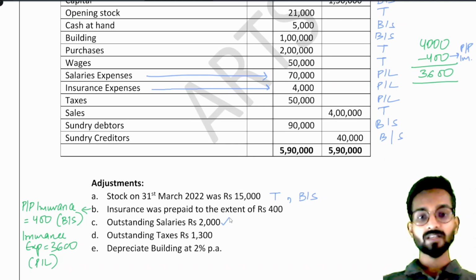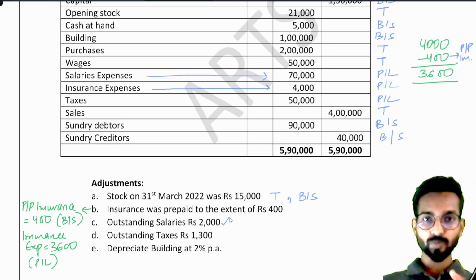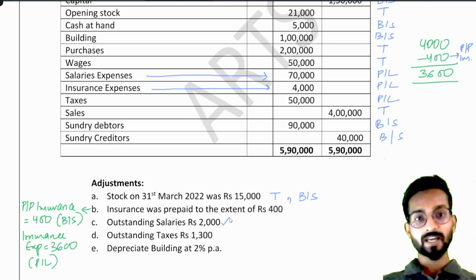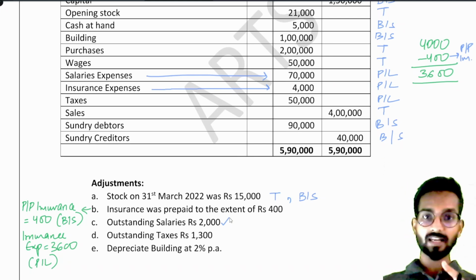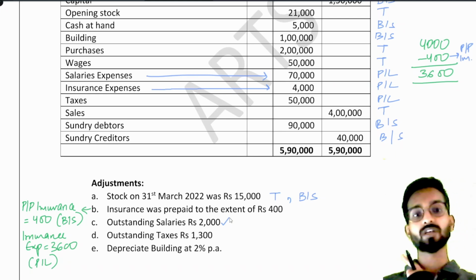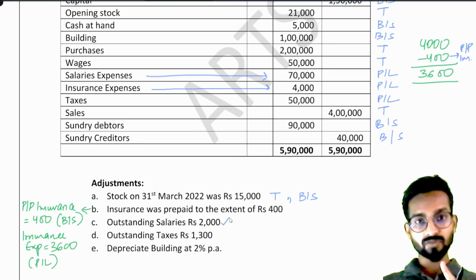So you can say, sir, it means we still are supposed to pay 2,000. Very good. If I am still supposed to pay 2,000 salary to my employee, it is a liability for me. Correct. And my original salary expense, which will go in my profit and loss account, will not be 70,000. The total will be 72,000.